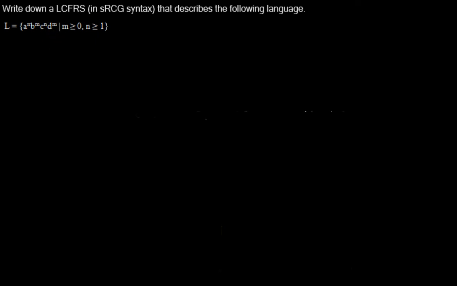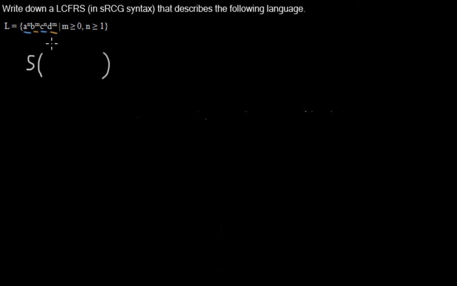So we have a and c with the same amount. And we have b and d with the same amount. And that's now what we want to generate. So I will start with a start symbol.